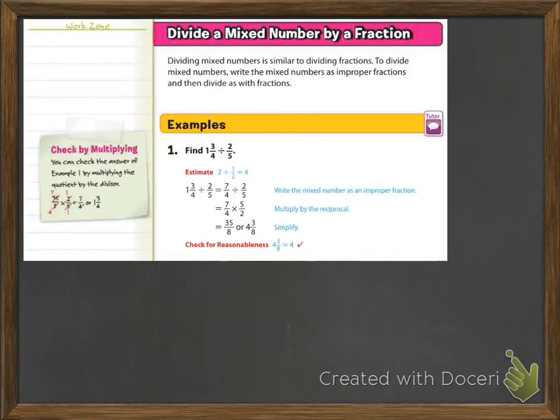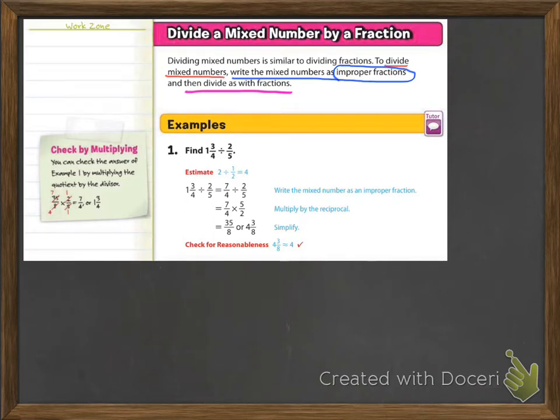So let's go ahead and take a look up here at the top and see if we can get the key concept information. It says dividing mixed numbers is similar to dividing fractions. To divide mixed numbers, you need to write the mixed number as an improper fraction or as improper fractions. And then you're just going to divide as you did with fractions. So really the only additional step with these particular numbers is to change the mixed number into an improper fraction.